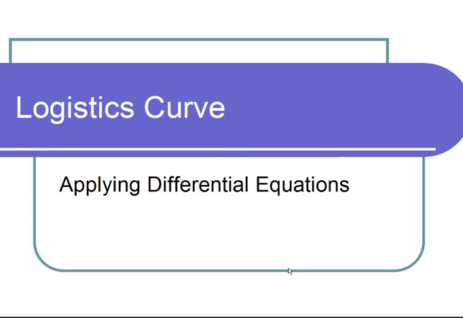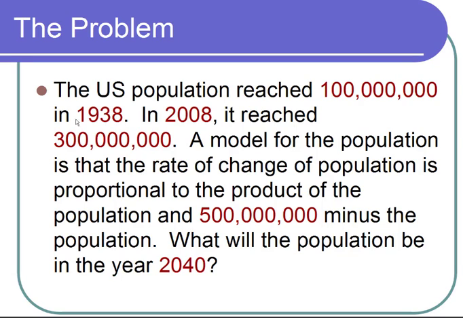This is a video on using differential equations to find a model for population growth. The question is, the United States population reached 100 million in 1938. In 2008, it reached 300 million. A model for the population is that the rate of change of population is proportional to the product of the population and 500 million minus the population. What will the population be in the year 2040?